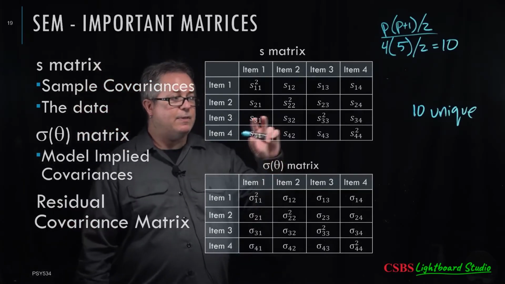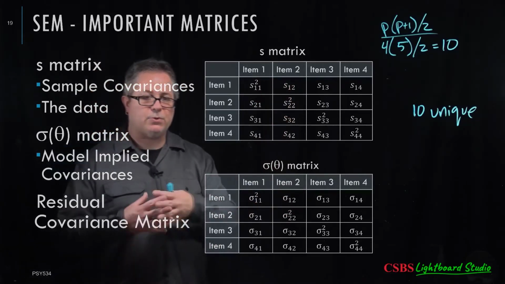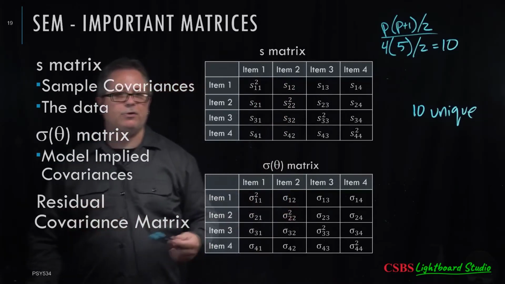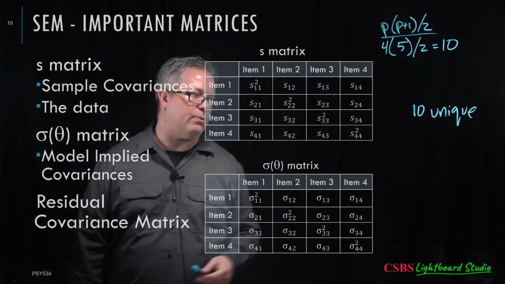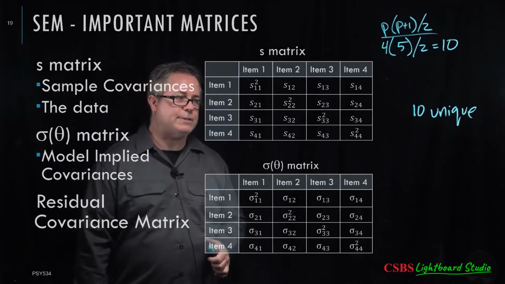If this perfectly recreates our sample, then the residual covariance matrix will all be zeros. If it doesn't, there'll be non-zero components, so we can figure out what's missing from a model. It's actually not capturing some part of that covariance.